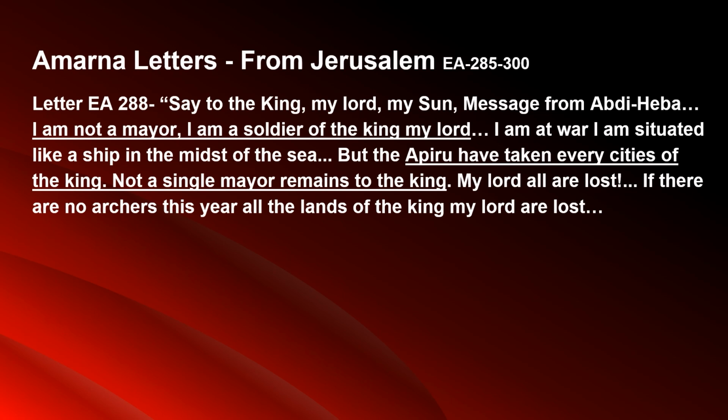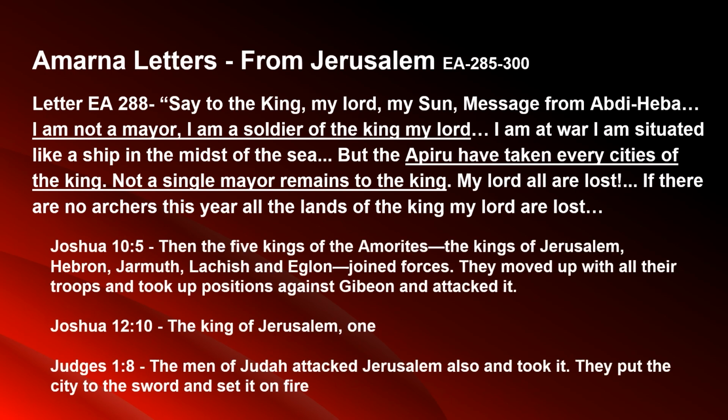Now, what's interesting about this letter is that it's not from the mayor or king of the city. It's from a soldier who says he's at war with a group of people called the Abiru, who are taking every city. And there aren't cities that are remaining loyal to the king. All are lost. You need to send reinforcements right away. So the interesting thing is there's a lack of troops at this city, and there is no king, which is interesting when you look at the Bible. According to Joshua 10:5, the 5 kings of the Amorites, Jerusalem, Hebron, and so forth, marched out against the Gibeonites.